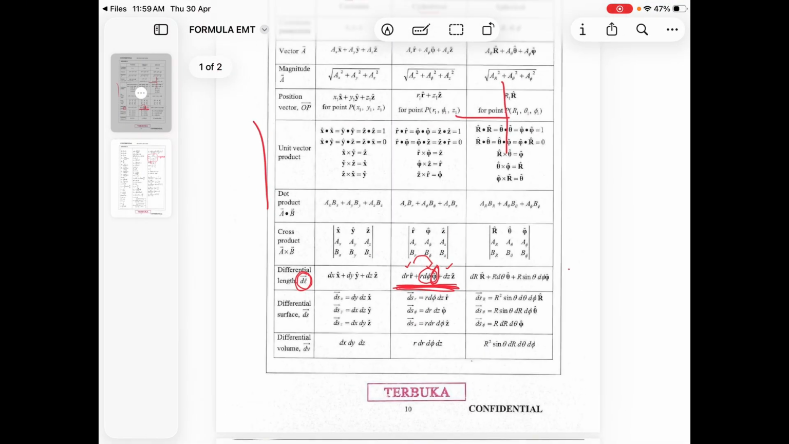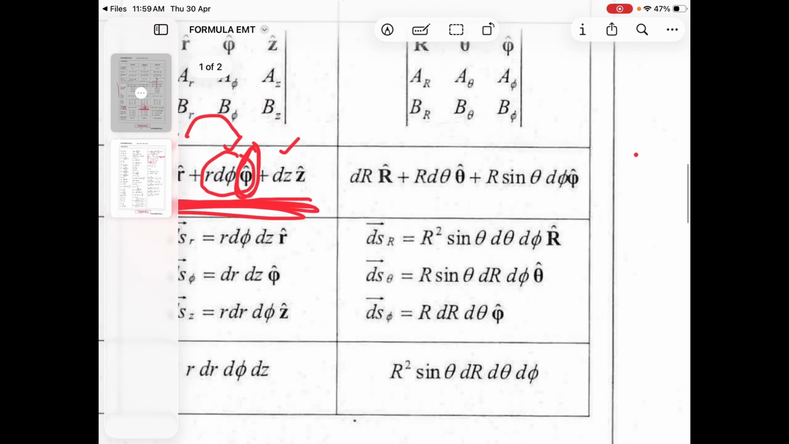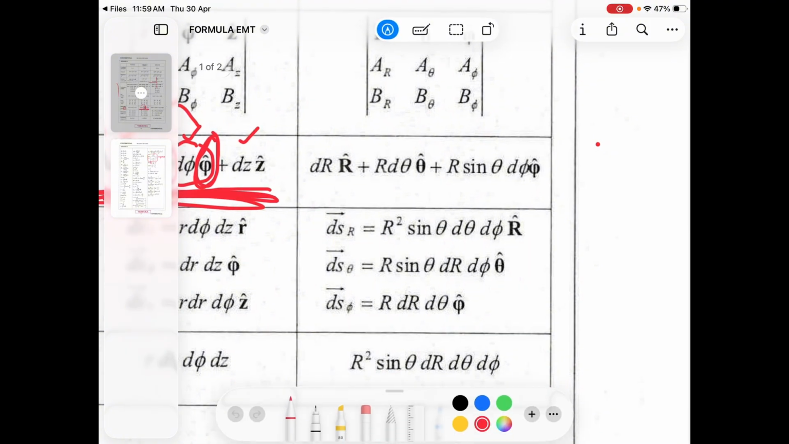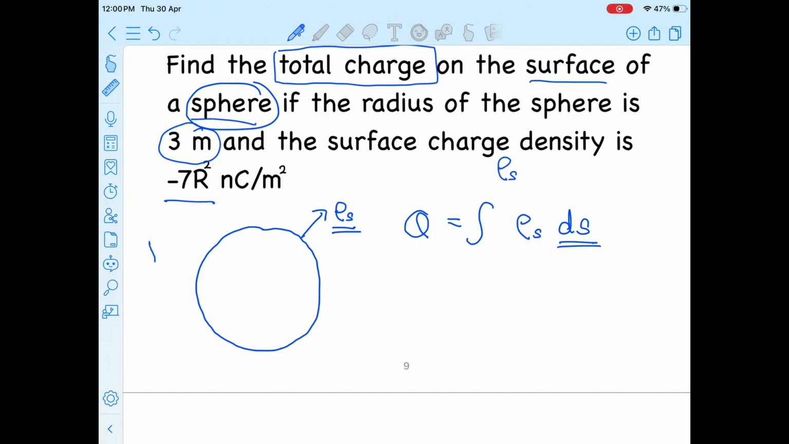We are now dealing with the spherical coordinate system because the shape is a sphere. So we will zoom in on this one. There are 3 ds. Which one to pick? It depends on where your surface is facing. Your spherical surface is facing the r direction, so we have to pick this one, r square sine theta d theta d phi.